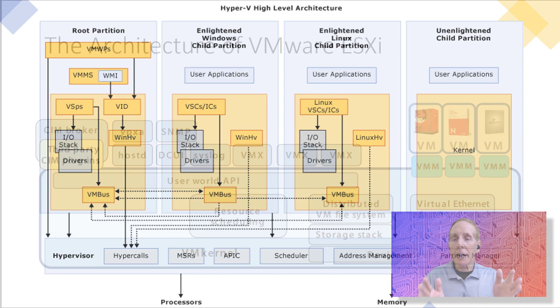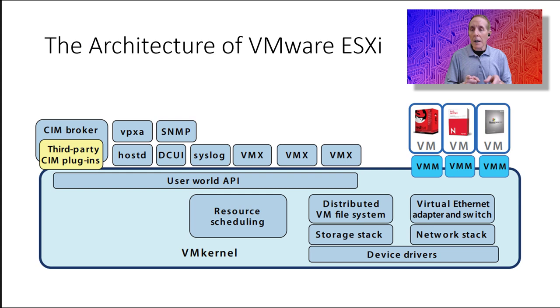So here's an architectural diagram of VMware's ESXi. And you can see just from the block diagram that it's a very different approach to Type 1 hypervisors.